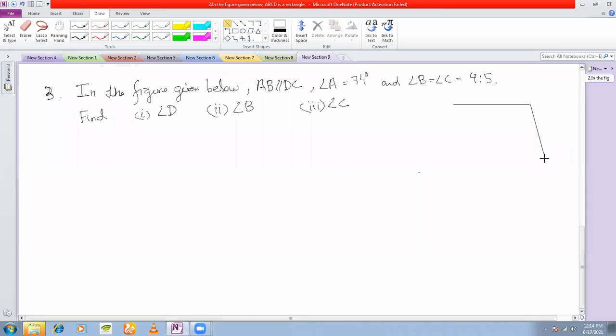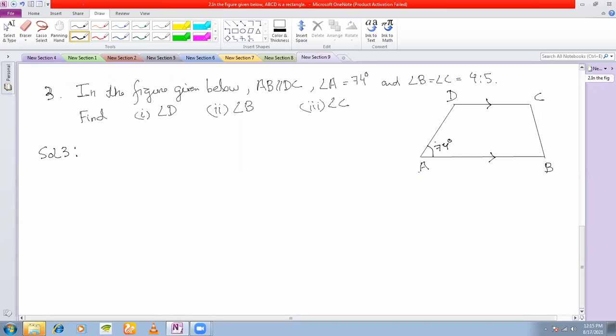This is a trapezium, not an isosceles trapezium. This is a simple trapezium. This angle is given to you as 74 degrees, angle A. And obviously these two sides are parallel because opposite sides of a trapezium will always be parallel. And you have to find out the remaining angles. We'll see how to write this a little later, but for the time being, let's see how to find out.